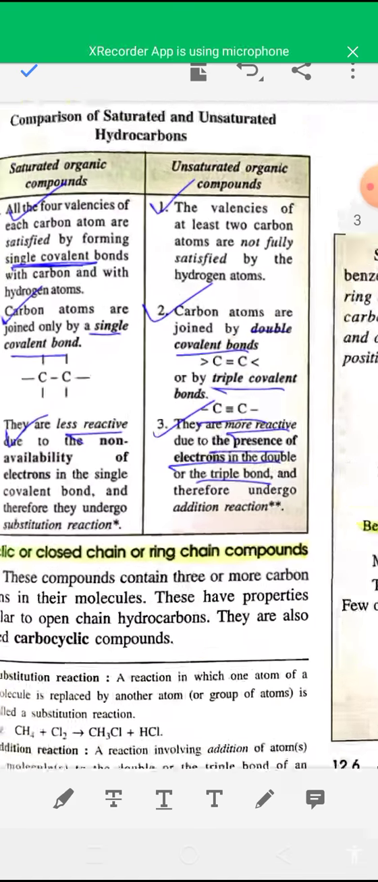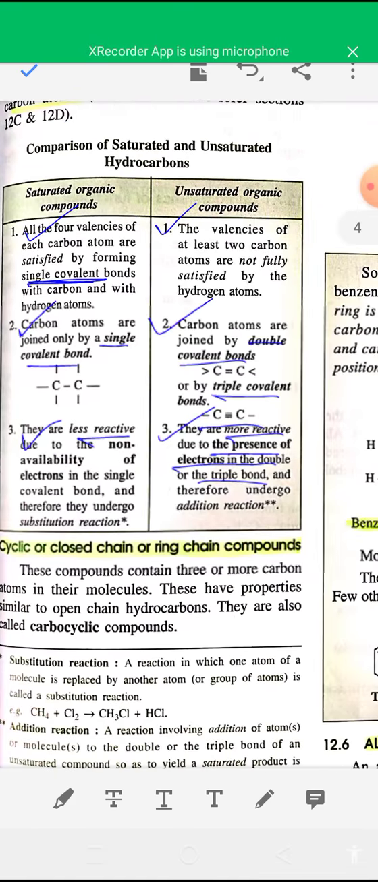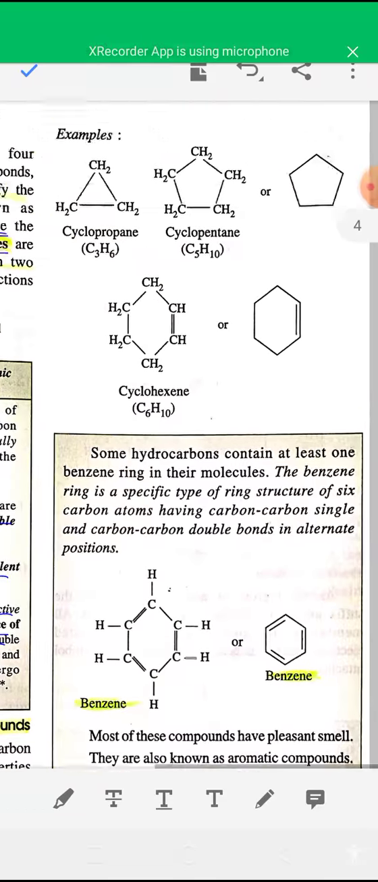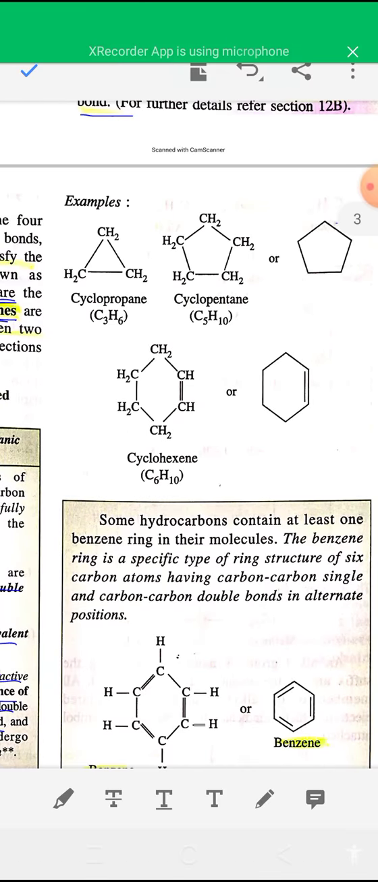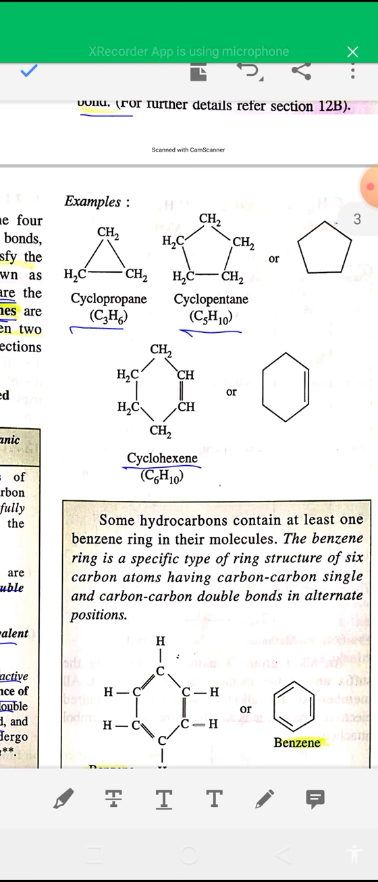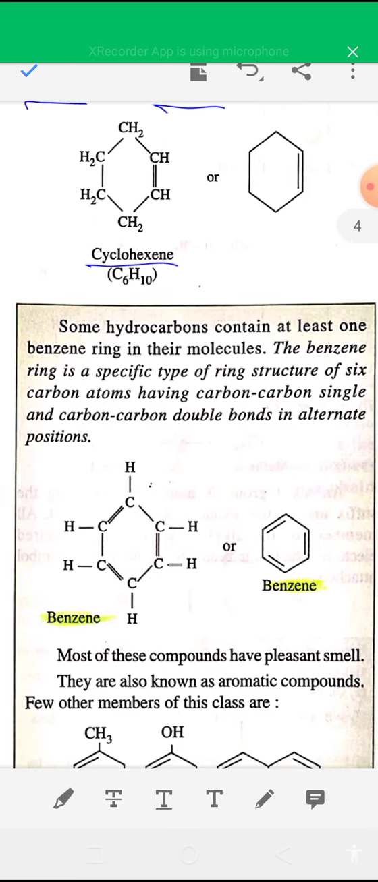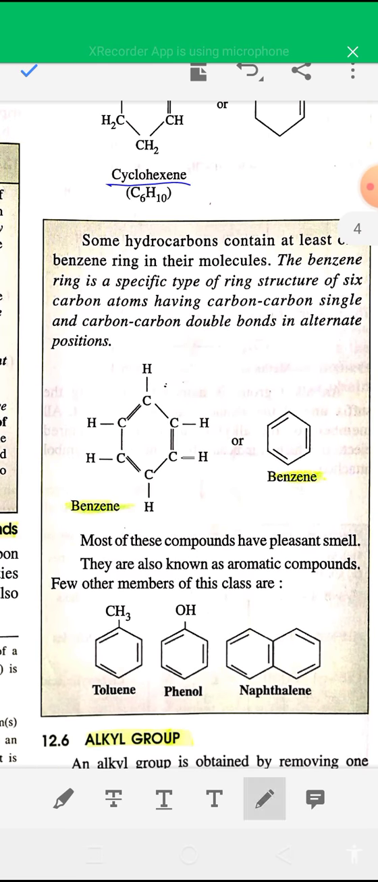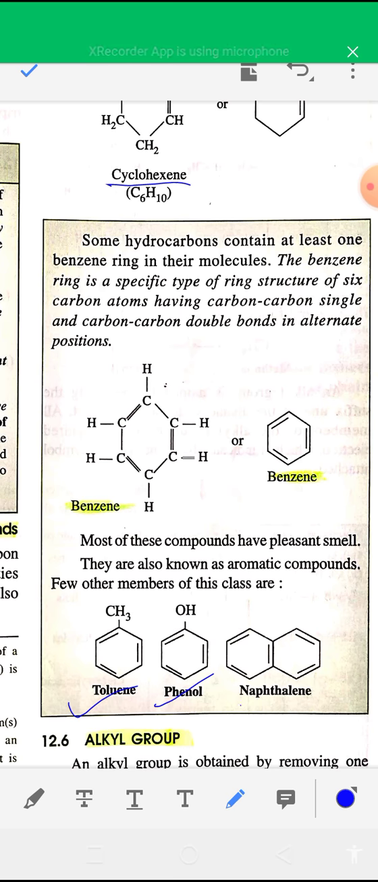And here you can see cyclic or closed chain or ring chain compounds of carbon are given. Some compounds like cyclopropane, cyclopentane, and cyclohexene are cyclic compounds of carbon. Benzene is also a cyclic compound. Benzene, toluene, phenol, all these are cyclic organic compounds.